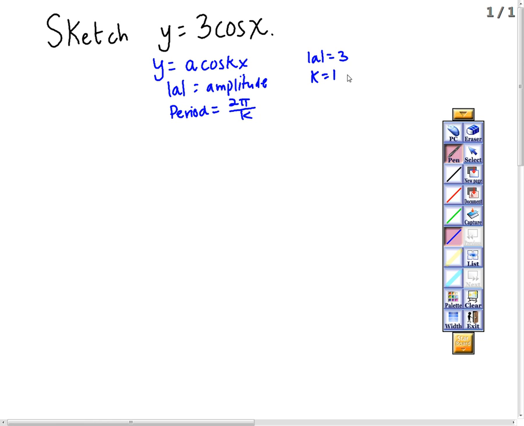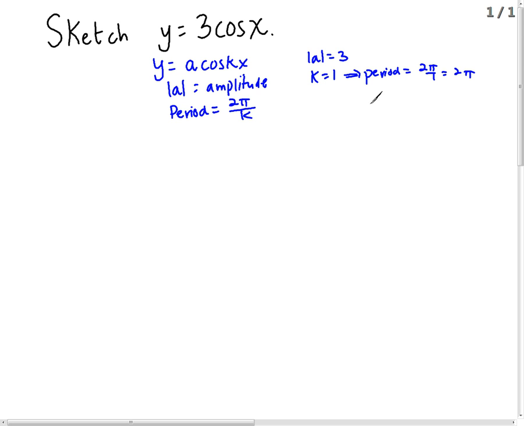I see that k is 1, which means the period of this graph is going to be 2 pi over 1, which is 2 pi. I also like to look at the distance between the major tick marks. And that is the period over 4. So in our case, that's 2 pi over 4, which is pi over 2.